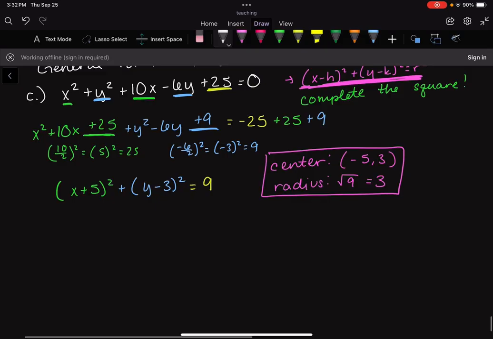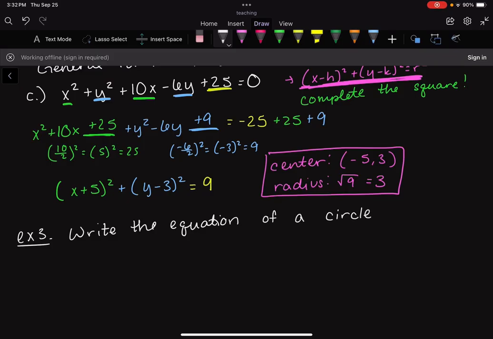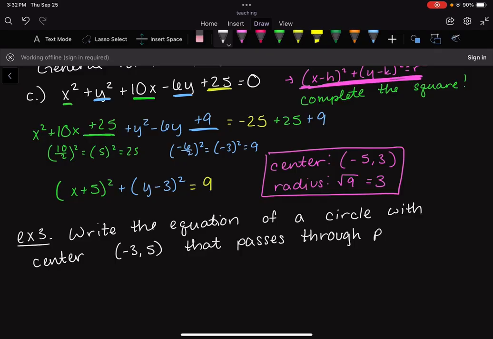Alrighty, let's do some more types of examples we can see. So this is example 3. It says to write the equation of a circle with a center negative 3, 5 that passes through the point 1, comma 8.